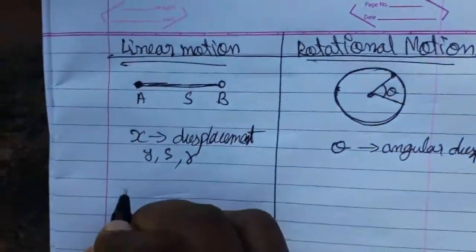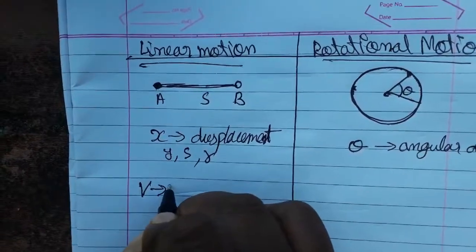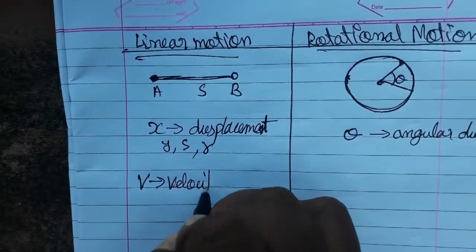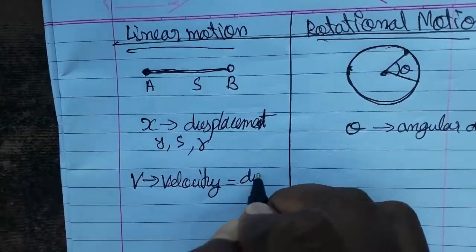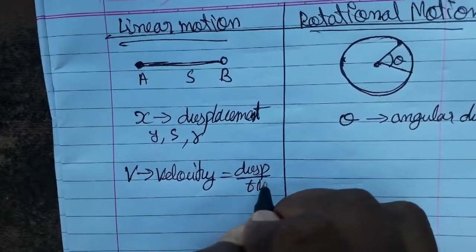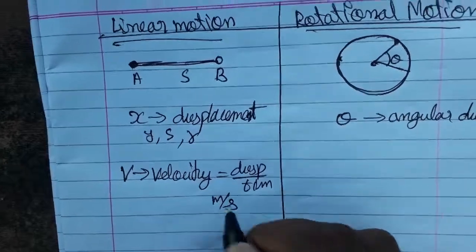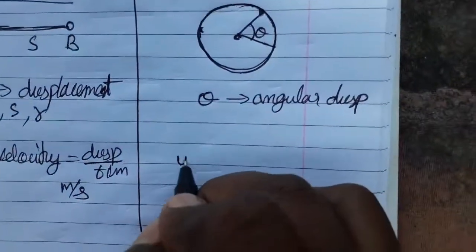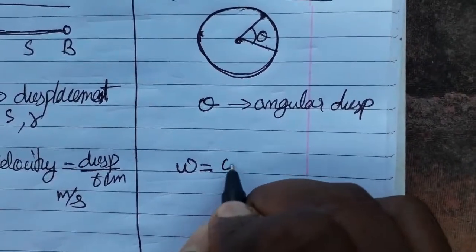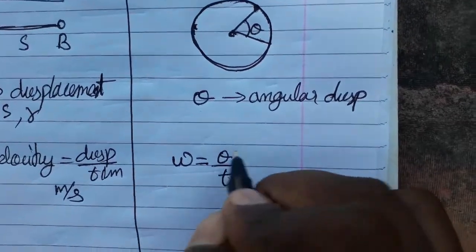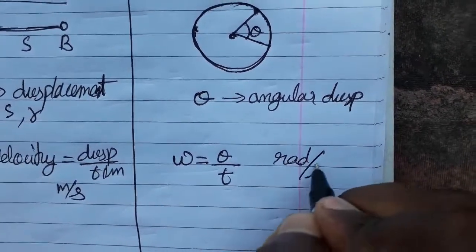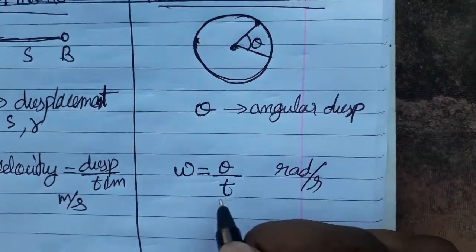Here v is the linear velocity. That one we can take as displacement by time, so that means it's meter per second. But in rotation motion, angular velocity is the angular displacement by time, so it's rad per second. The SI unit of theta will be rad, and time is in seconds.